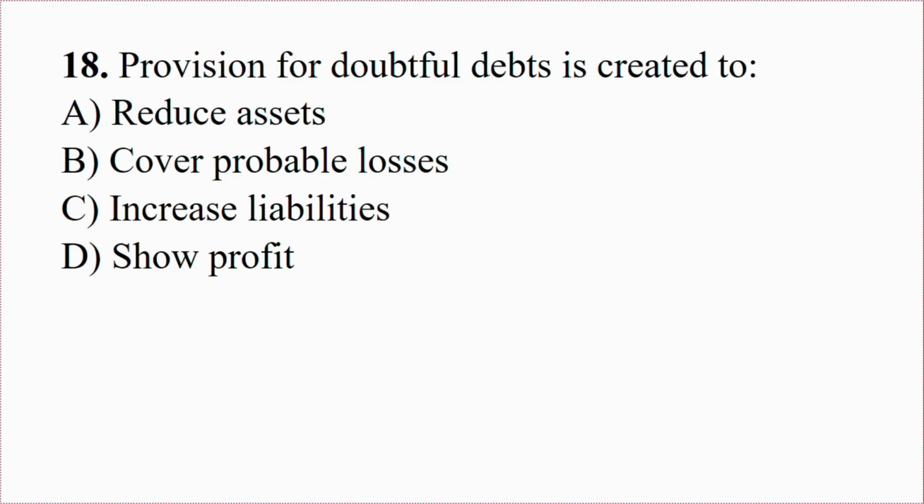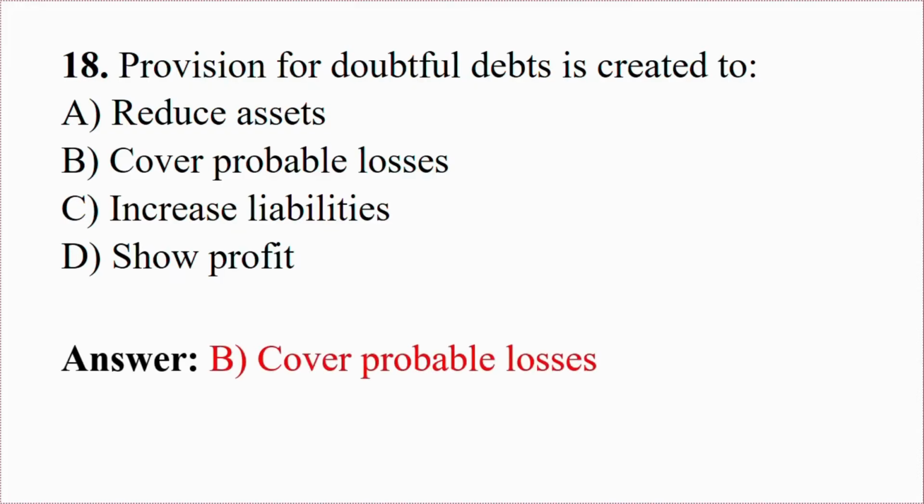The next question is: provision for doubtful debts is created to option A, reduce assets. Option B, cover probable losses. Option C, increase liabilities. Option D, show profit. The correct answer is cover probable losses.